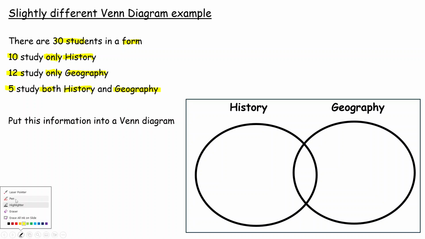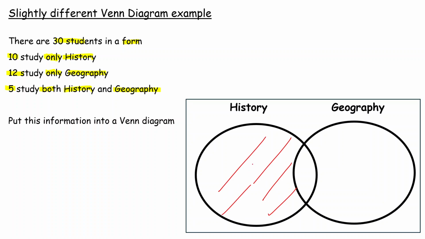Now, first of all, 10 study only history, that's just going to be this part of the Venn diagram. So we can say 10 are just history. Similarly, 12 are only geography, so this part here is only geography, which is 12, and 5 do both. So 5 goes in here.